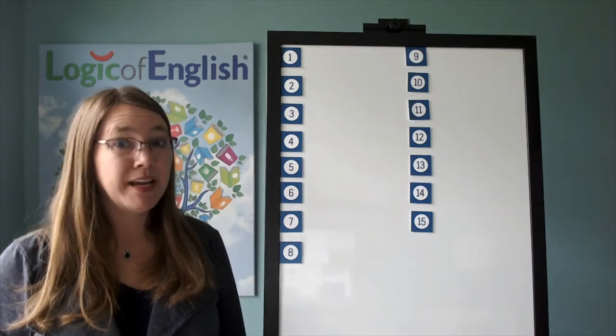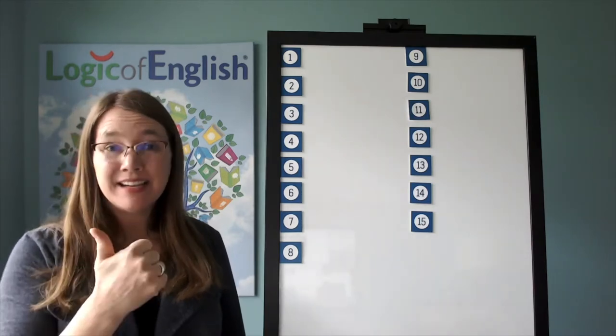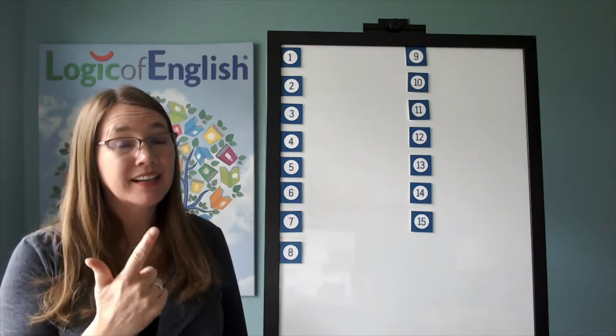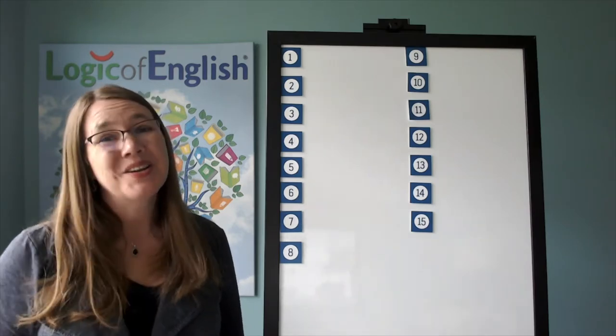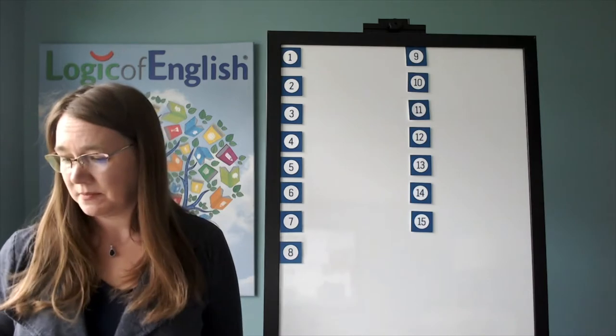The first syllable is pan. P-a-n. The second syllable is ick. I, use an I. K, use a k. Go ahead and write pan-ick, sounding it out as you write it.